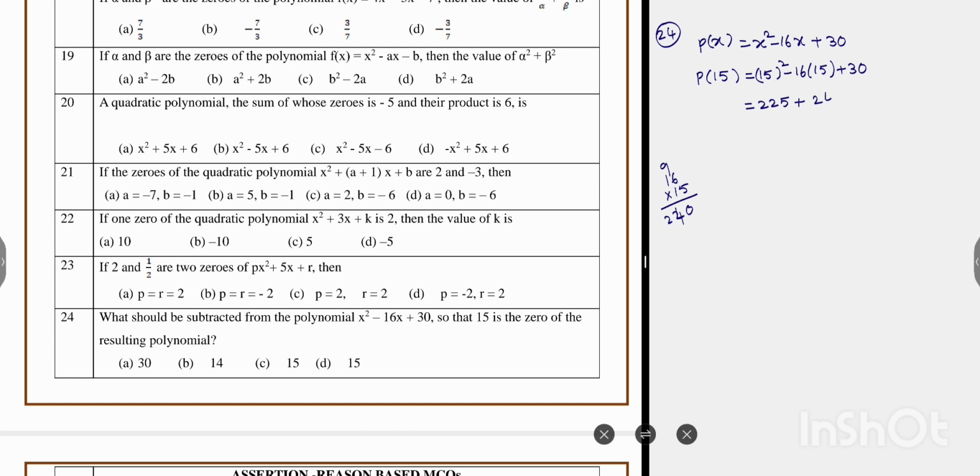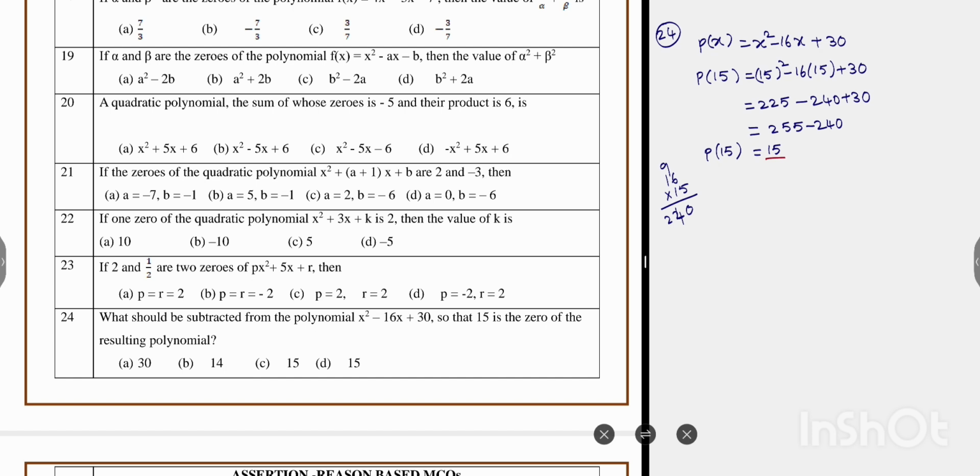So what is it? 240 minus 240, 225 minus 240 plus 30. So what is it? 255 minus 240, which is 15. So that means P of 15 is equal to 15, we got. So this 15 should be subtracted so that we get the result 0.